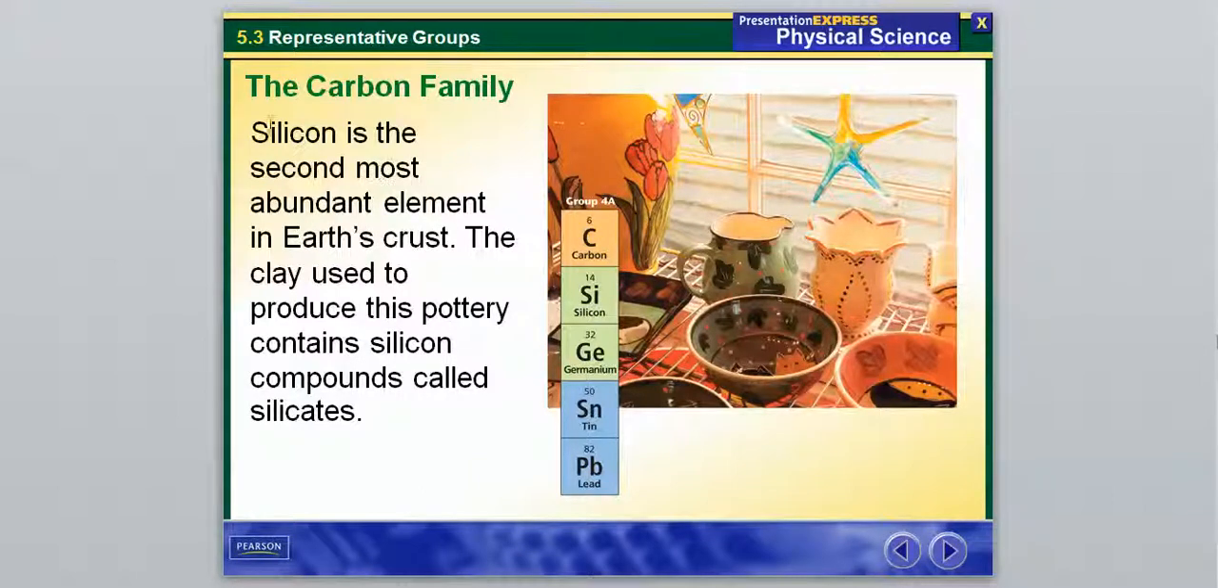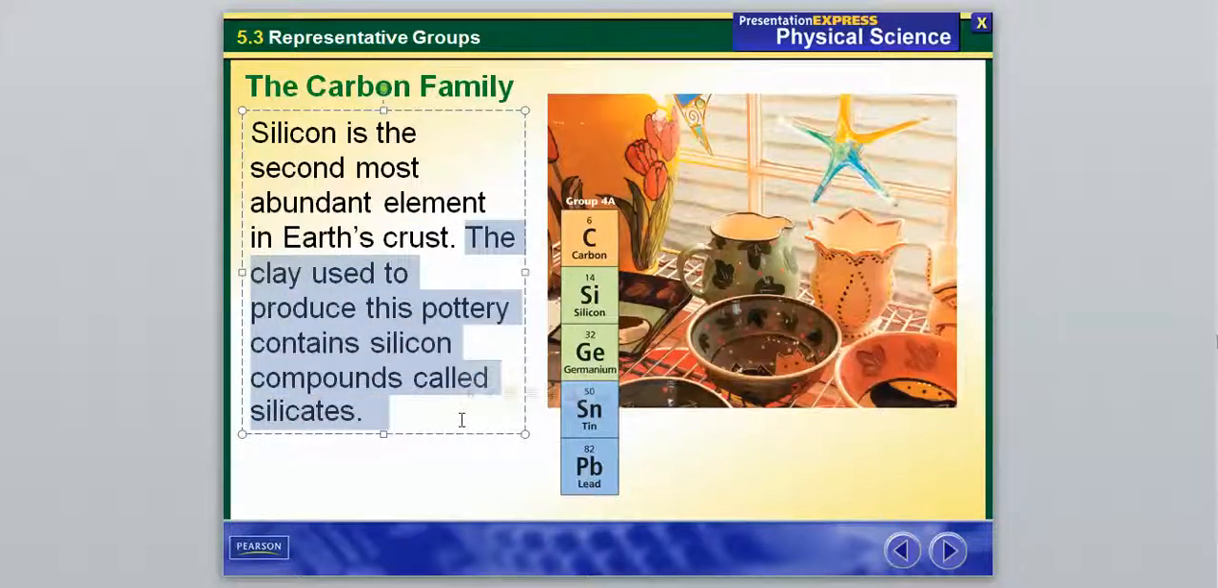And to wrap this video up, we're going to talk about another member of the carbon family, which is silicon, and it's the second most abundant element in Earth's crust, behind aluminum. Oh, I'm sorry, most abundant element, not even metal, most abundant element. And the clay used to produce this pottery contains silicon compounds that are known as silicates. We're going to dive more into those in class and maybe help them make a little more sense. But if you have any questions, make sure you let me know.